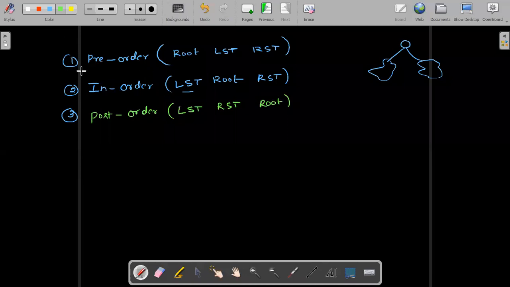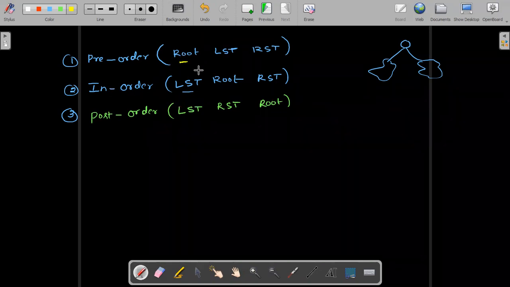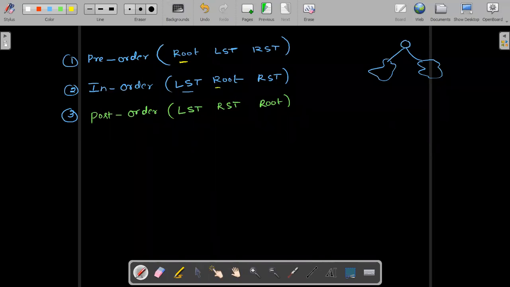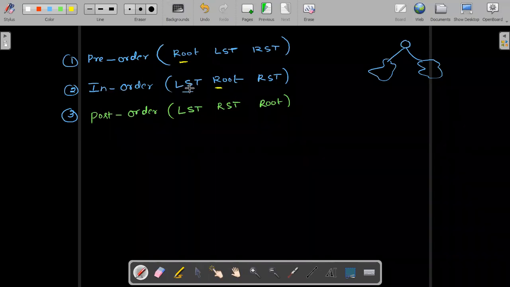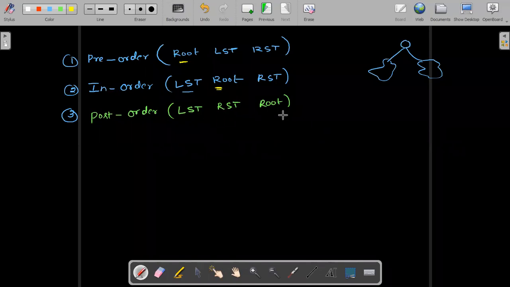Please observe the difference here, everyone. In pre-order, you visit the root first, meaning you print the root first. In in-order, you visit the left subtree first, and after that you visit the root. In post-order, you visit the left subtree first as well as the right subtree, and the third time you visit the root. You have to understand this procedure. I can call this a formula also.